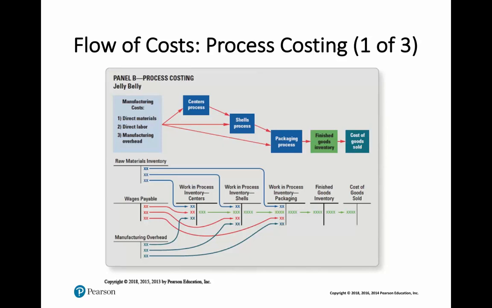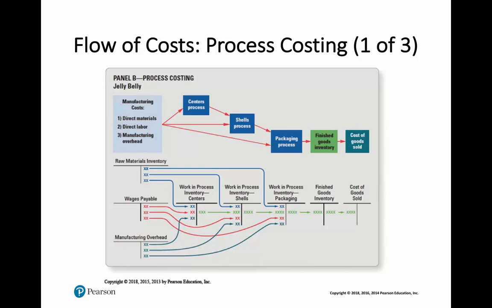Process costing looks a little bit more cluttered, but if we look at the basic setup here, we still have our same manufacturing costs: direct materials, direct labor, manufacturing overhead. The real difference, and what makes the accounting a little different in the flow of costs, is you can see we have multiple work in process accounts at the bottom. So we have work in process centers, shells, and packaging. Again, this is Jelly Belly as our process costing company example. We break up that work in process, and rather than having individual jobs, we're going to have individual centers.